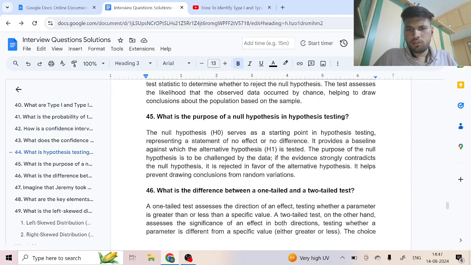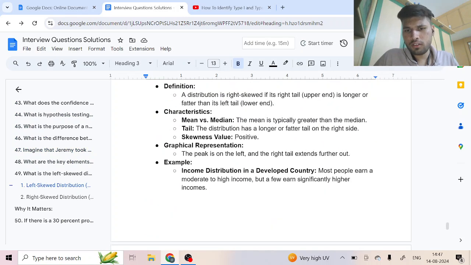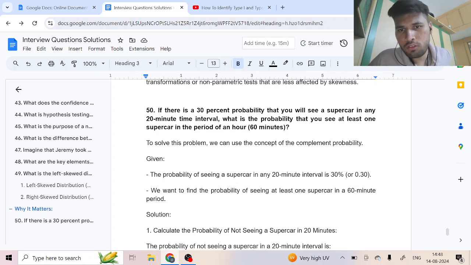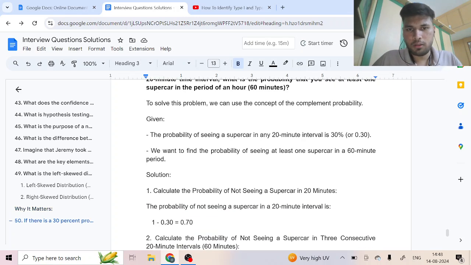At last, I want to explain a numerical question which is quite frequently asked in a statistics module. If there is a 30% probability that you will see a supercar in any 20-minute time interval, what is the probability that you can see at least one supercar in the period of an hour, 60 minutes? Let's solve this problem. The probability of seeing a supercar in 20 minutes is 30%, or 0.30.